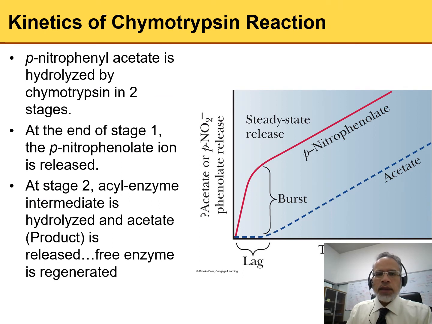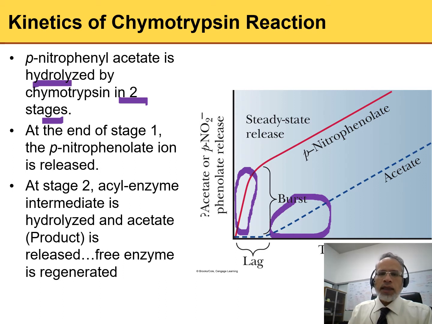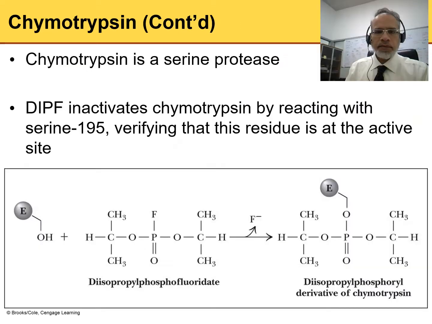And this is shown here: para-nitrophenolate acetate, the model substrate, is hydrolyzed by chymotrypsin in two stages, right? In the first stage, you get one half of the product, and then later on you get the second half of the product. So there are two stages. At the end of stage one, the para-nitrophenolate ion is released, and at the end of stage two, the second part is released. So please look at the book. The book will explain again what is meant by this, and we'll talk more about this as the lecture goes on. Okay, so that's the first thing that they found out, that the enzyme actually has a two-step reaction.